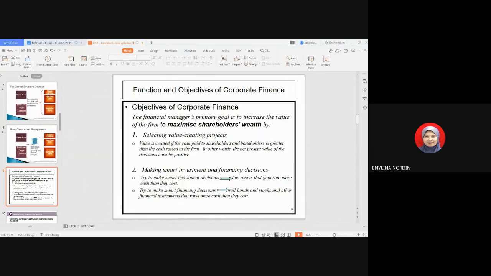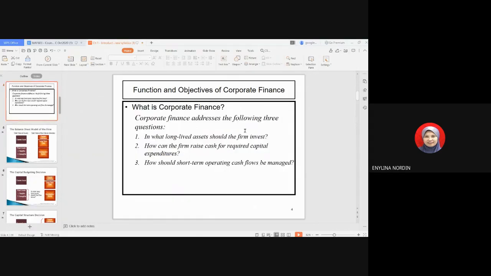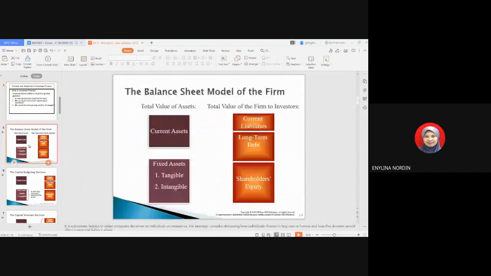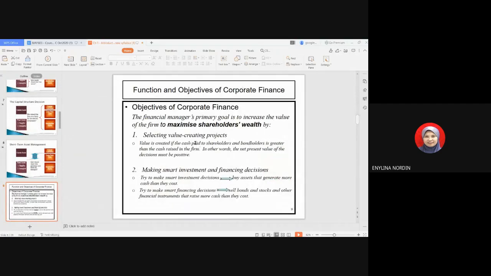So we go to the objectives of corporate financing. In answering these three questions, the company's managers, or financial managers to be specific, must make sure that the decision will maximize the shareholders' wealth, or will maximize the firm's value. So this is the role of the financial managers. The decisions made, or the answers to these three questions, must maximize the firm's value and also maximize the shareholders' wealth.